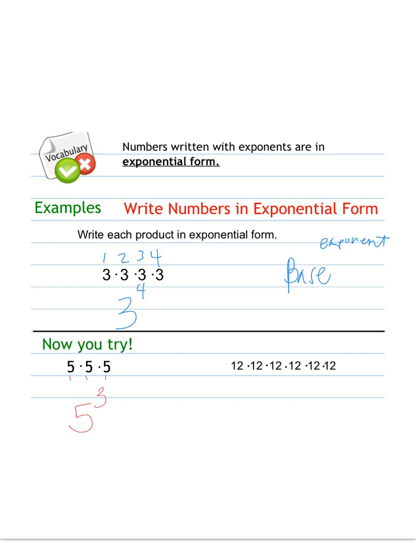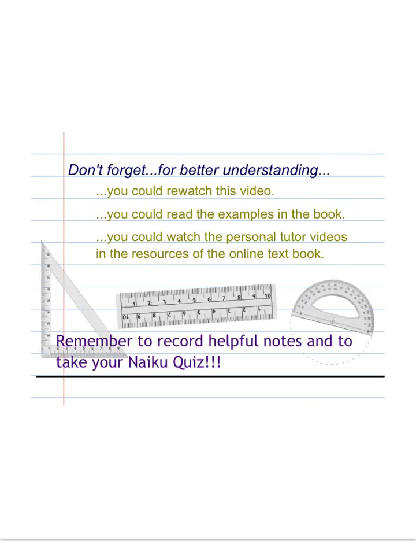Okay, last one here. We are taking 12 times 12 times 12 times 12 times 12 times 12. So our base, the number that is being multiplied by itself again and again, is 12. How many times is it being multiplied by itself? 1, 2, 3, 4, 5, 6. Okay, so we're multiplying 12 6 times over, so 12 to the power of 6. And that is how you write something in exponential form.